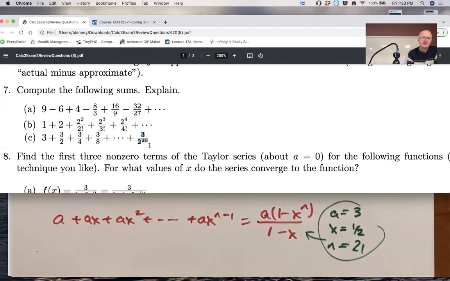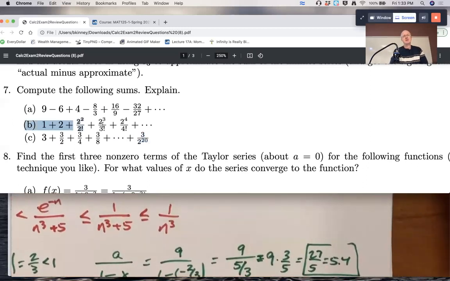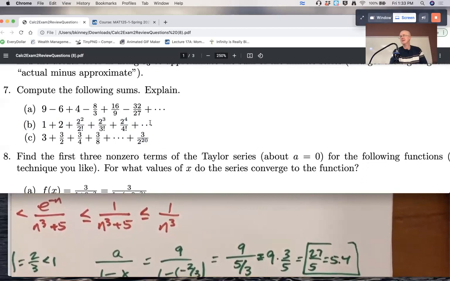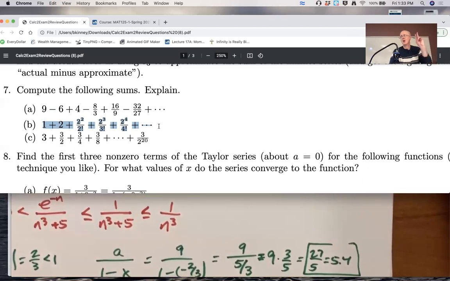B is a little different, but you should be able to handle something like B. It should at least feel a little familiar. Doesn't that seem a little familiar? Like to what we did even at the start of class today? E to the x. This looks like the series for e to the x, except there's no x's in there. Well, what have I really done? I've replaced x with 2. So in other words, this has to converge to e squared. That's the answer, e squared.